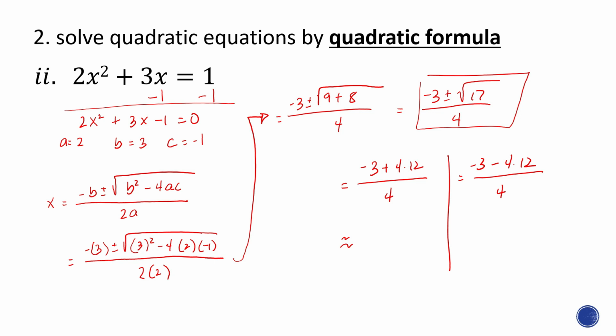So let me just use the calculator first here. -3 plus 4.12 divided by 4 equals 0.28. That's one possible answer. And the next one, if you have a scientific calculator, this is a lot easier because all you need to do is to change that minus into plus, or the plus into minus. So, -1.78.